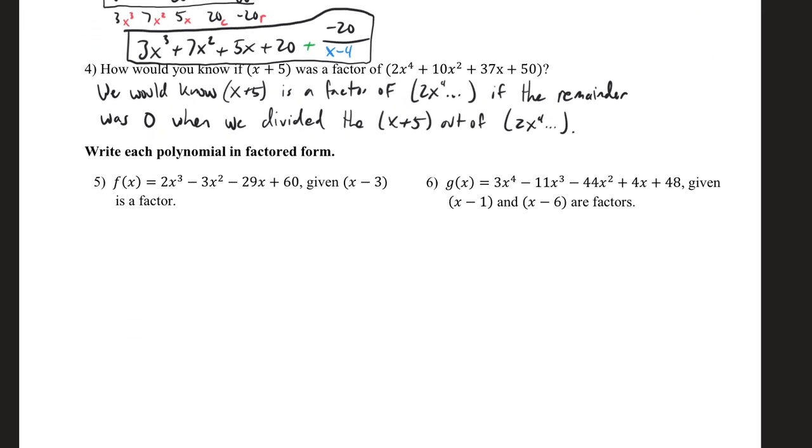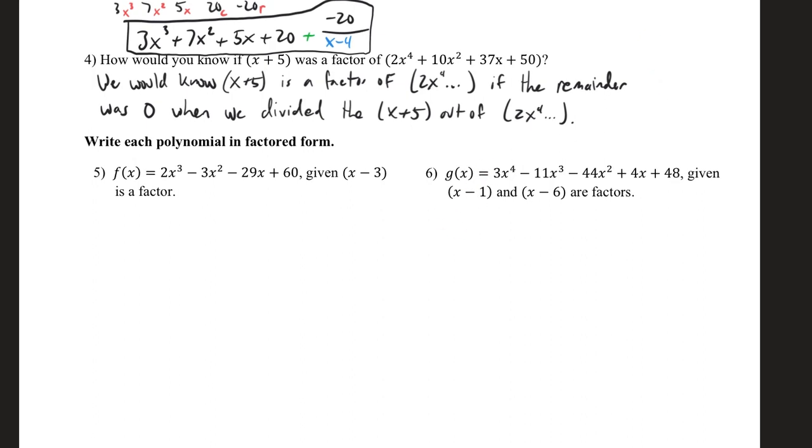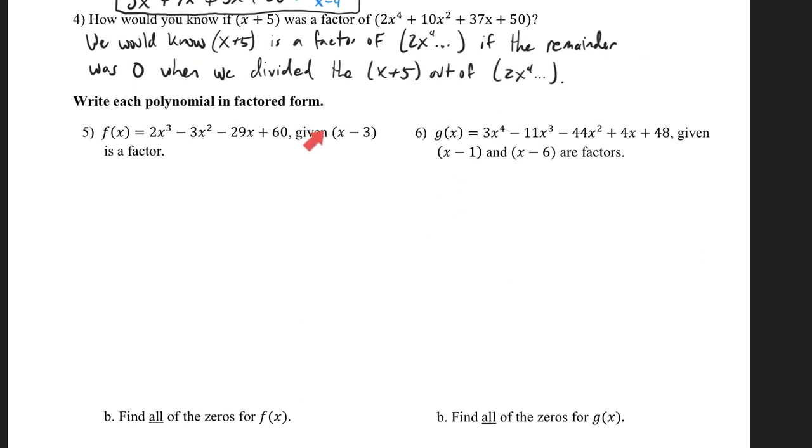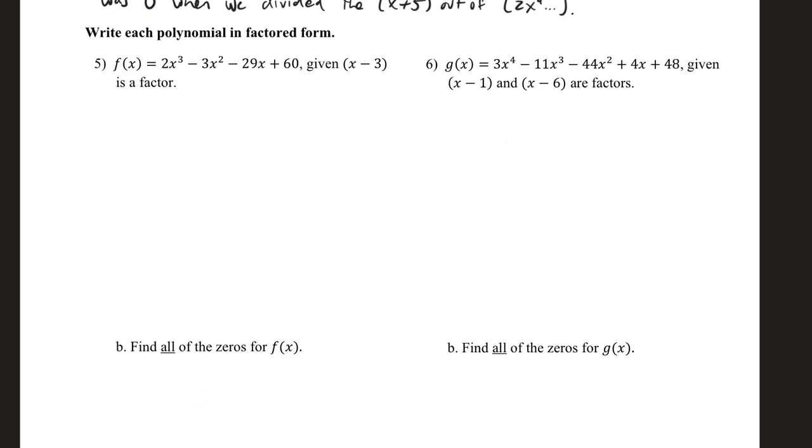Let's see here. We've got to write each polynomial in factored form. I've got a couple problems here, so just paying attention to that. We've got 5 and 6 sitting next to each other. Looks like we're given a couple of factors. Later on, they want us to write out the zeros of those polynomials. So the big idea is that to find the other factors, we want to get rid of the one we know. So we're just going to divide that factor out, using that skill of synthetic division.